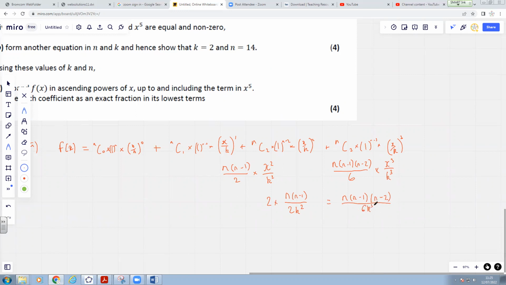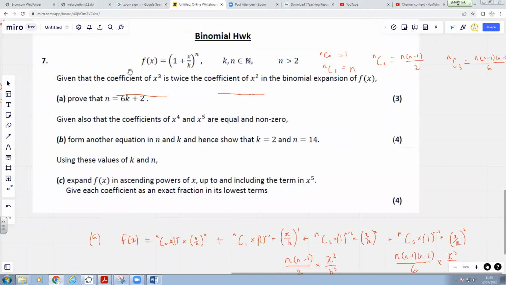Okay. Now that may look really, really ugly, but tons of stuff is going to cancel. If you times both sides by k squared, well, firstly, the 2s cancel there. Secondly, both sides have an n times n minus 1 on them, so you can actually cancel those out. And then if I just time this 6k cubed over here, I'm going to have 6k cubed over k squared, which is just 6k, equals n minus 2. And so 6k plus 2 is n, which I hope is the answer. 6k plus 2 is n.